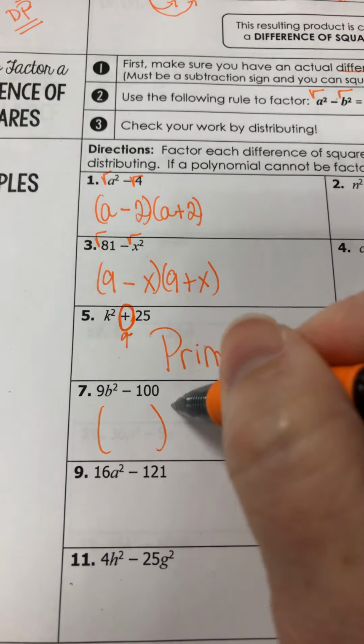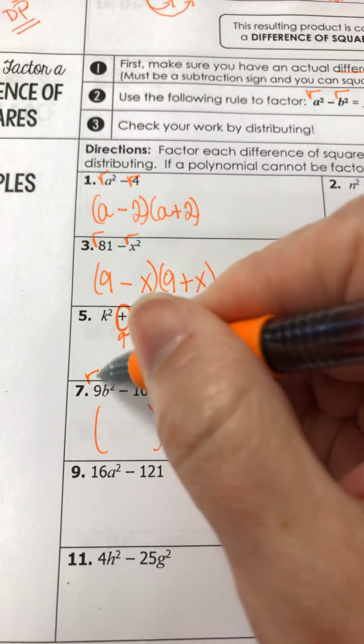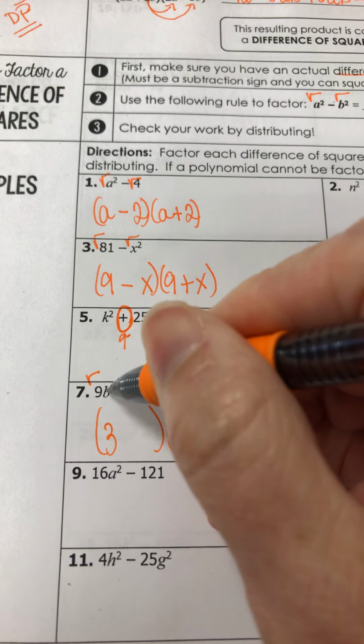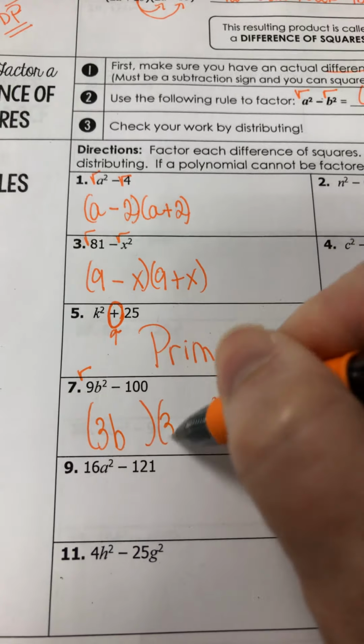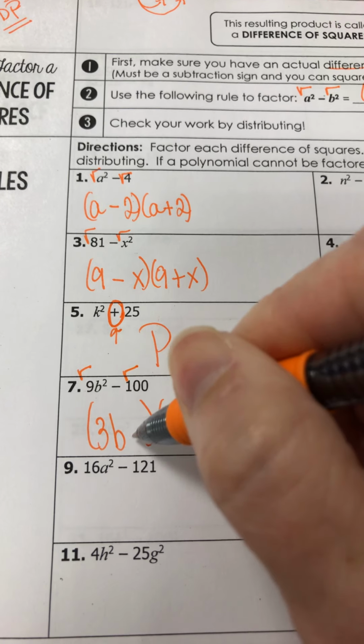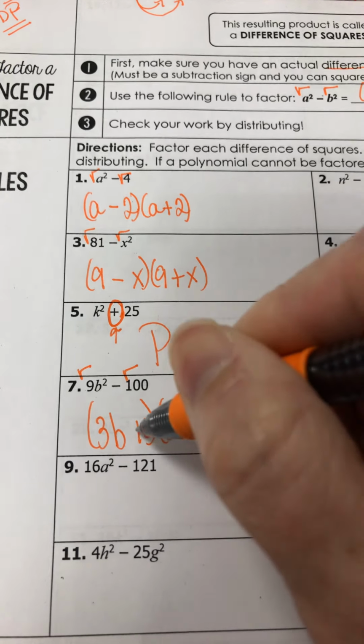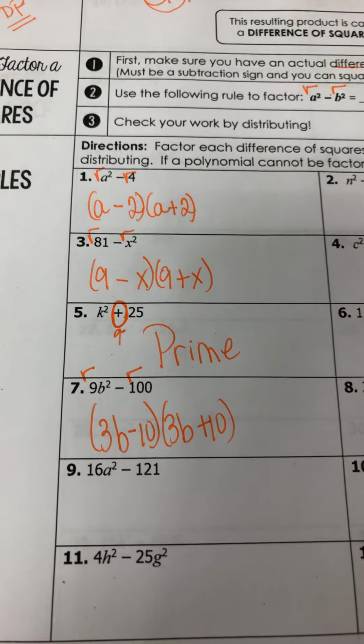Okay. Perfect square, perfect square. Let's make my two parentheses. The square root of 9 is 3. The square root of b squared is b. The square root of 100 is 10. Make one of them minus and one of them plus.